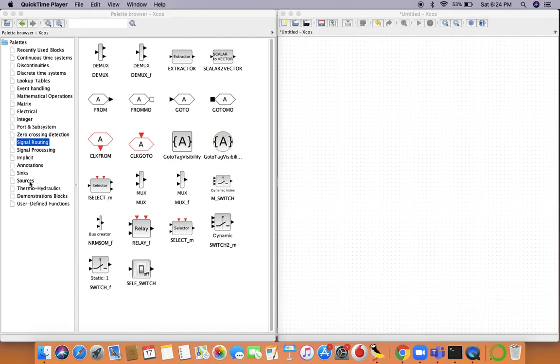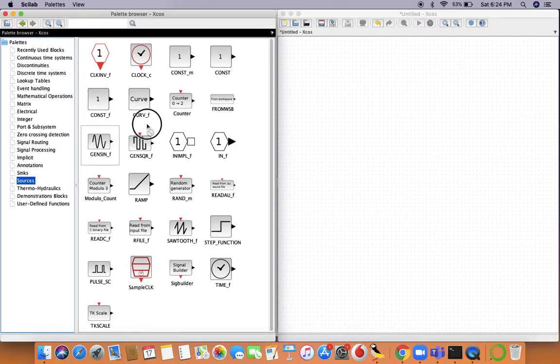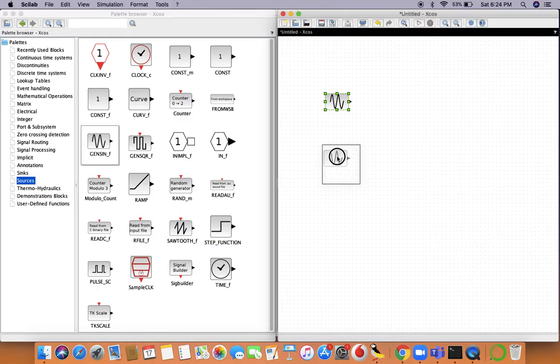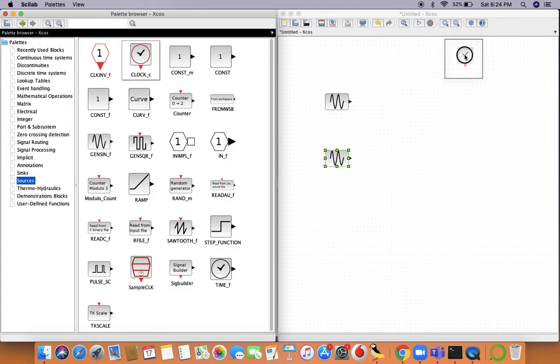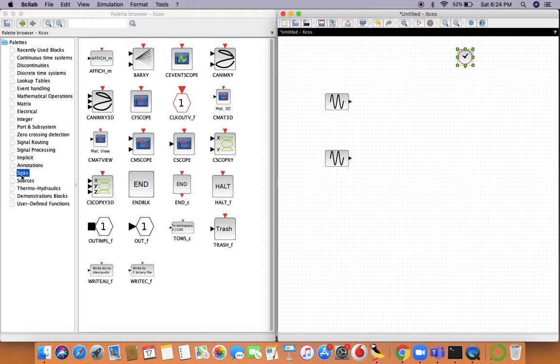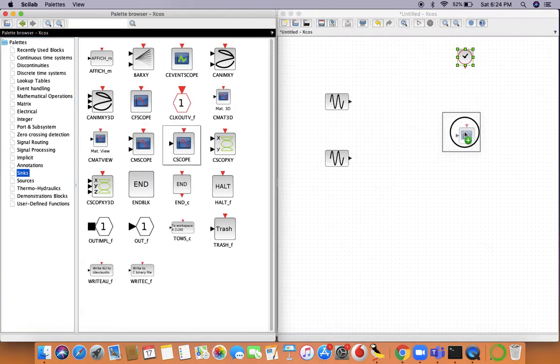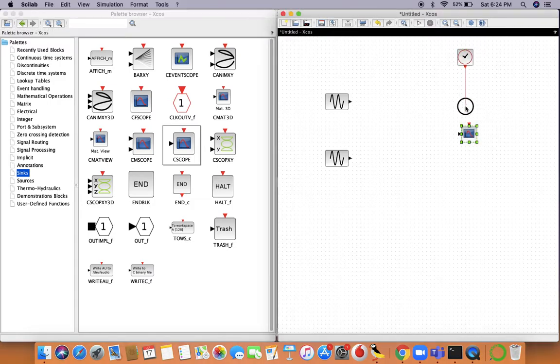So much like the last video, let's go to sources and import two GenSine blocks. From sources, we'll also need a clock because it's continuous time values. We take a C scope for visualizing the output. So let's take care of our GenSine functions.